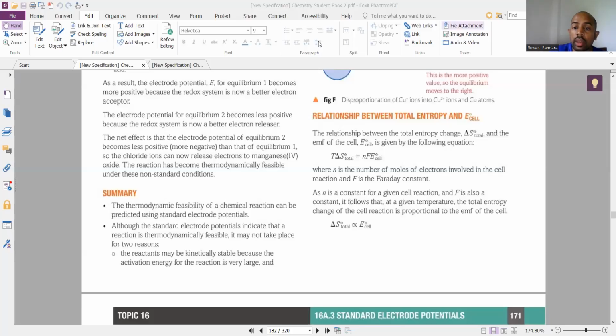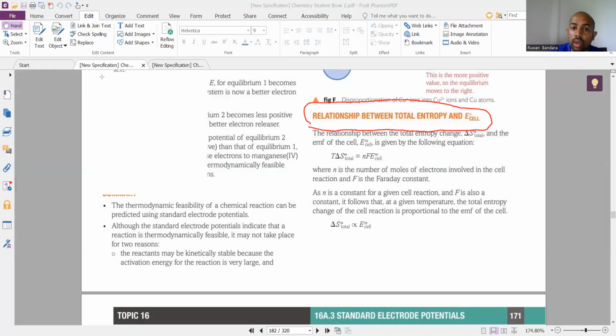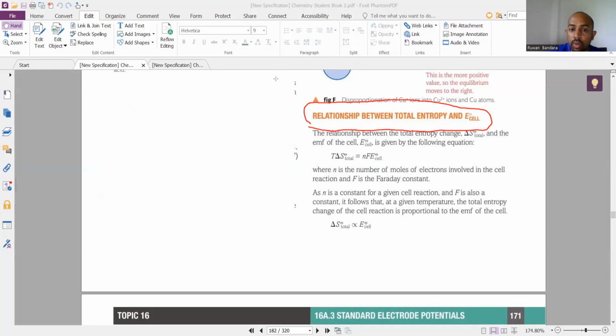Relationship between total entropy and E naught cell. For the moment, we know what the total entropy is. We did that lesson, right? If the total entropy is positive, we know that the reaction is taking place. Similarly, we know that if the E naught cell is positive, that particular cell is working, right?